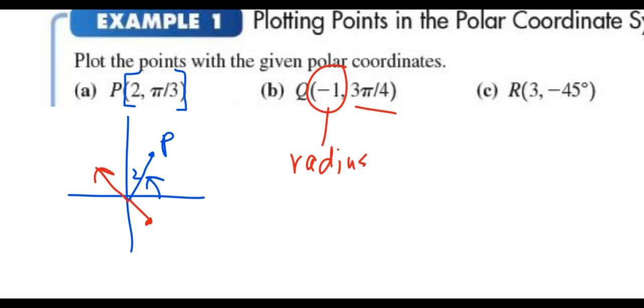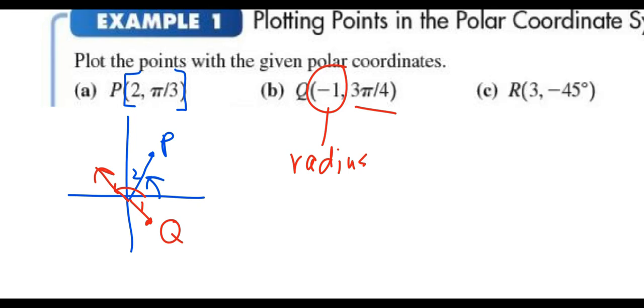This is ridiculous. So point Q is this point down here. It is 1 unit away from the pole, or the origin. So we rotated around to 3 pi over 4 and then walked backwards. That's kind of weird, you know. Most of us don't think like that.